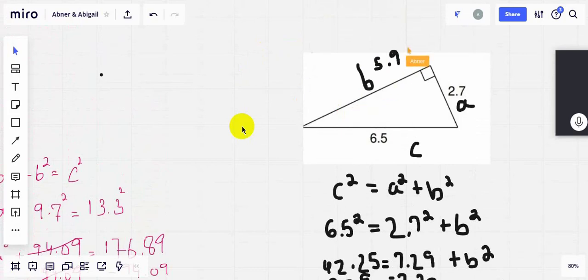That's great. So that's how you find the missing side using the Pythagoras theorem. Got it? Any questions? No. That's it. Okay then.